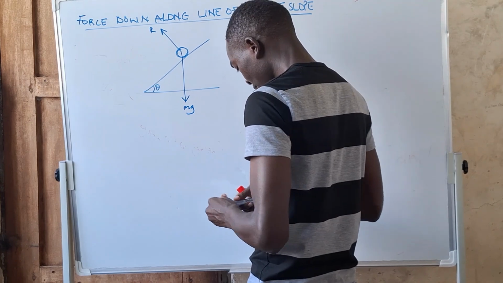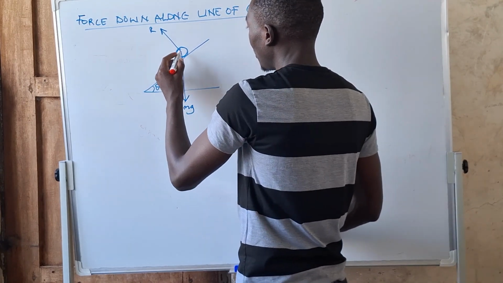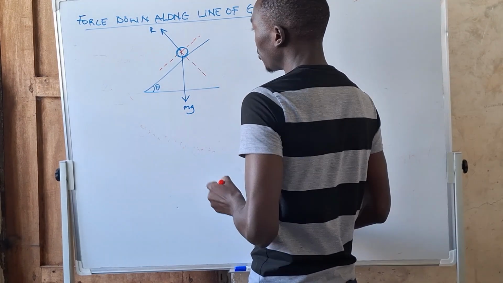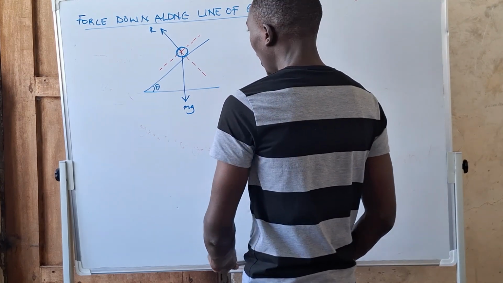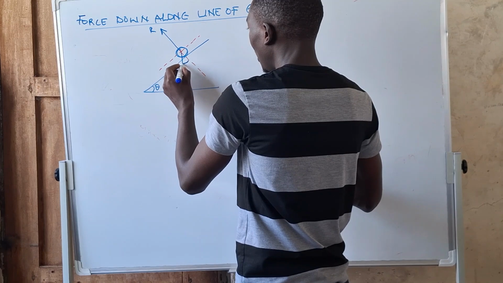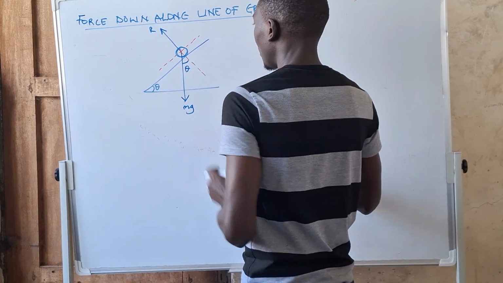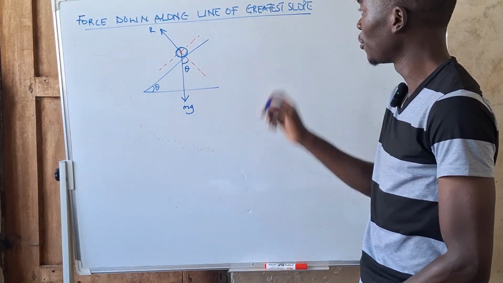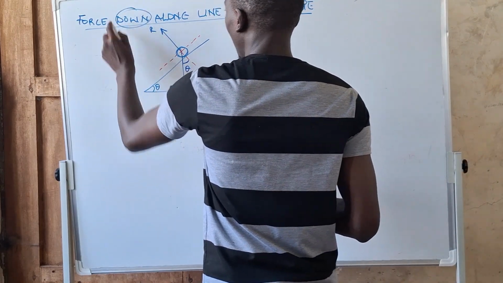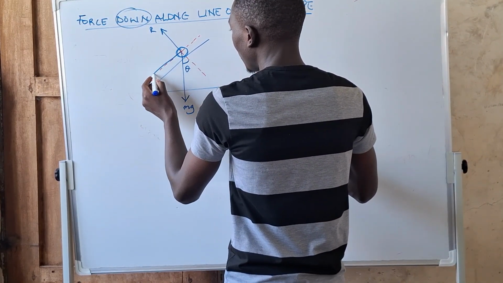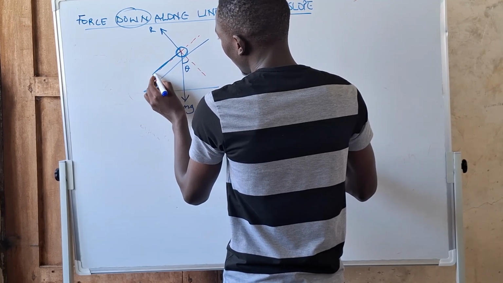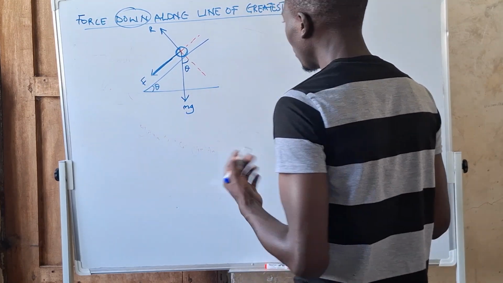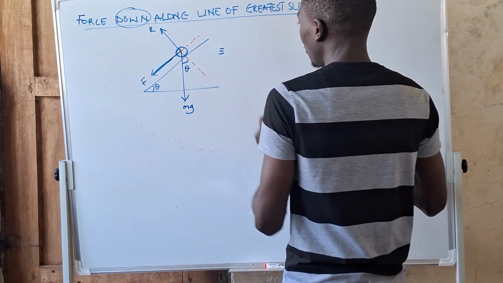I still emphasize that candidates should remember that along here you have the vertical and along here you have the horizontal, such that the angle between the weight and the vertical is equivalent to theta. These are the two forces we have. If there's a force acting along the line of greatest slope, and it is acting down, then you indicate the force down. Please use a ruler when you're doing that. That is F.